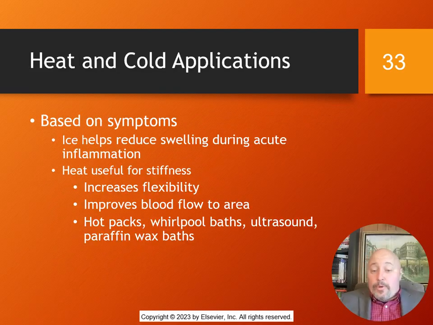Another great at-home treatment for these patients is going to be heat and cold applications. Ice helps to reduce that swelling during acute inflammation. And on the other hand, heat's useful for increasing the flexibility, increasing the blood flow to the area. Hot packs, whirlpool baths, ultrasound, and paraffin wax baths. It's going to be dependent on this patient's symptoms. If it's originating from inflammation and swelling, we're going to go to ice. If it's dealing with stiffness, we're going to use heat to help loosen that joint.